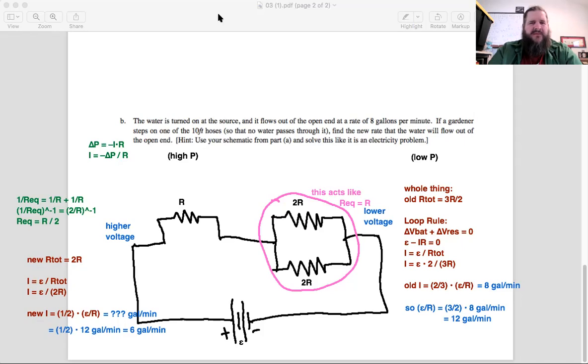Then let's take a brief look at the idea of capacitors while we're here. Can you see the blank screen all right? Does this show up? Okay, cool. Just wanted to make sure this is visible.